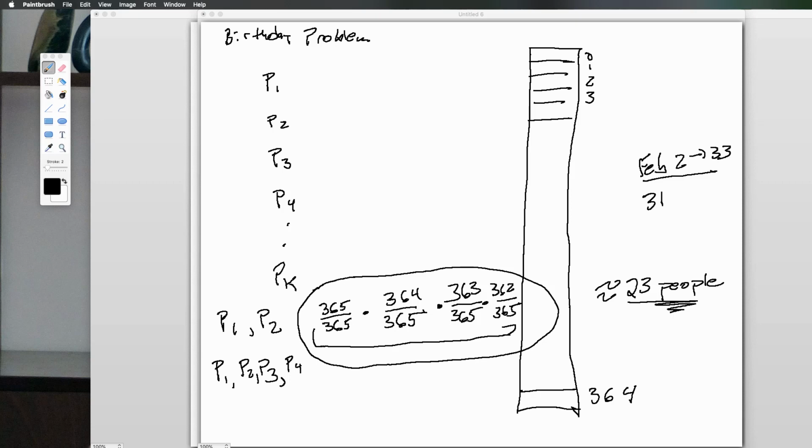Where is my last one? I don't know where it is, but we'll just put up another one here.